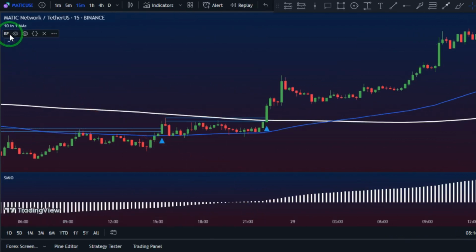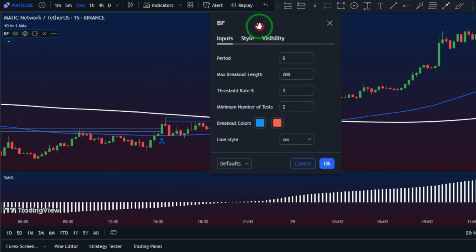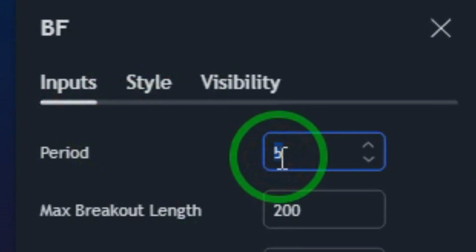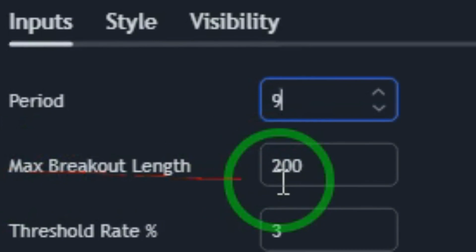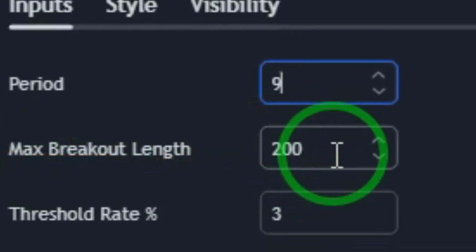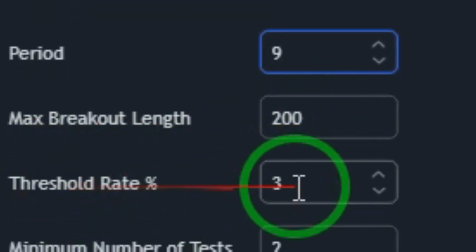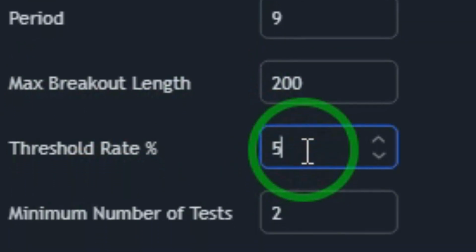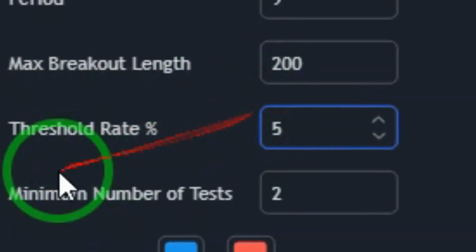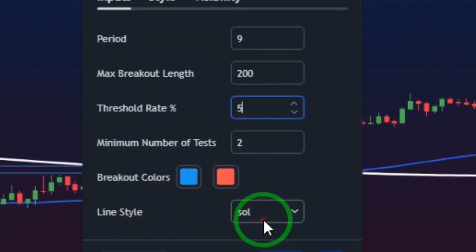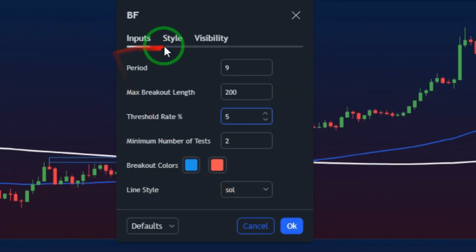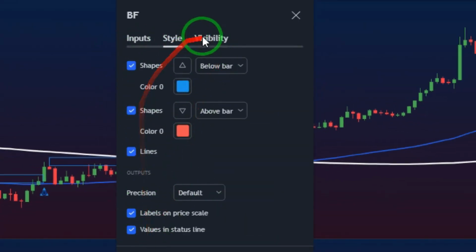But it's important to optimize the indicator, so head over to its settings and from the input section change the period to 9. Then set the max breakout length to 200. After that, adjust the threshold rate percentage to 5. And then set the minimum number of tests to 2. No need to make any other changes. Now we've optimized the breakout finder signal indicator so it'll generate accurate signals for our strategy.